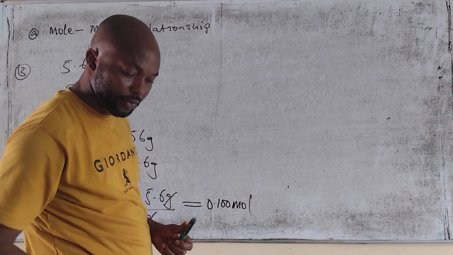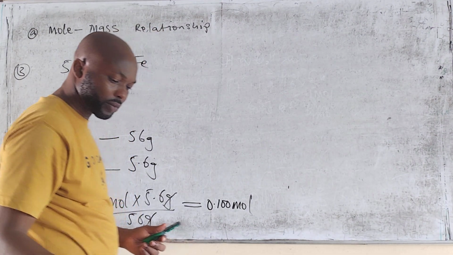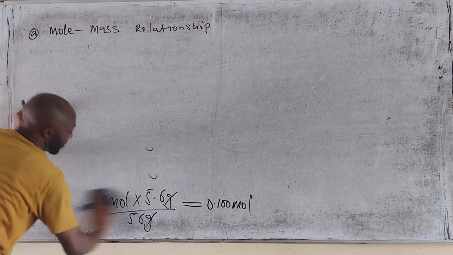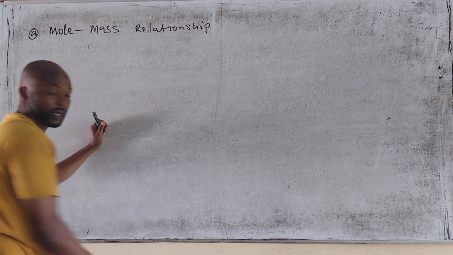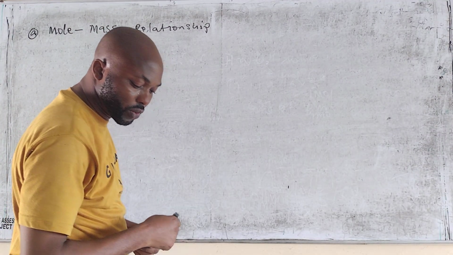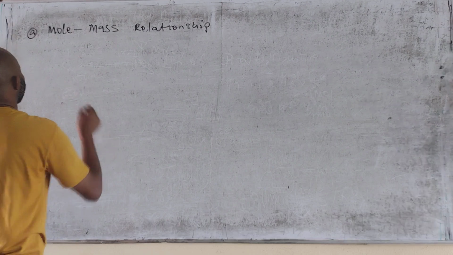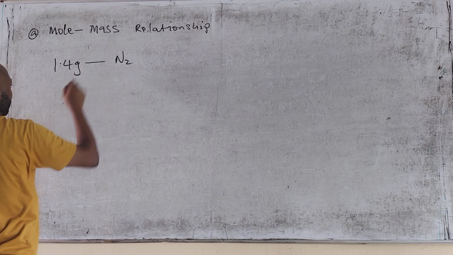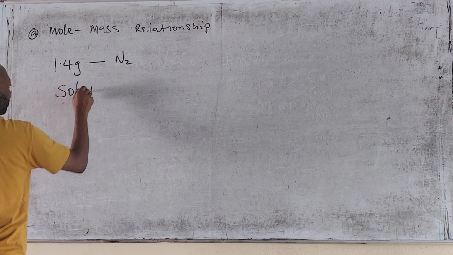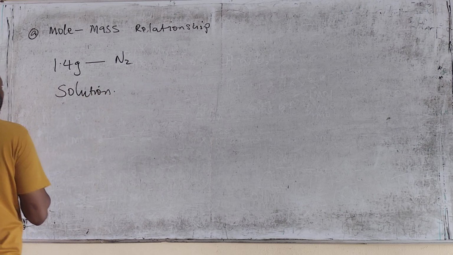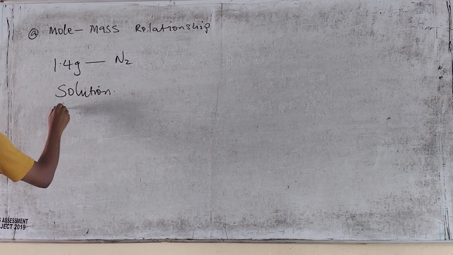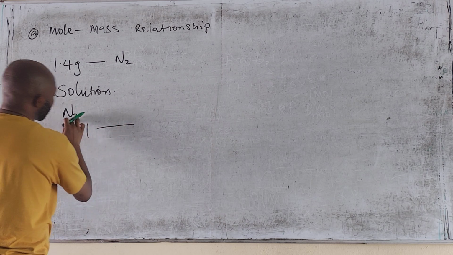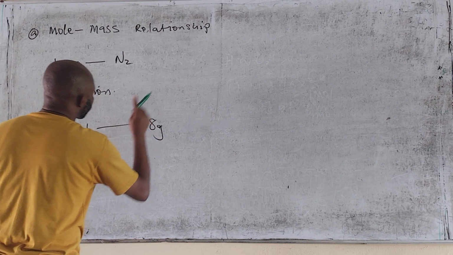Let's take our fourth question. Calculate the number of moles in 1.4 grams of nitrogen molecule. We should calculate the number of moles in 1.4 grams of nitrogen molecule. So 1 mole of nitrogen molecule is equivalent to 14 times 2, which is 28 grams of nitrogen molecule.